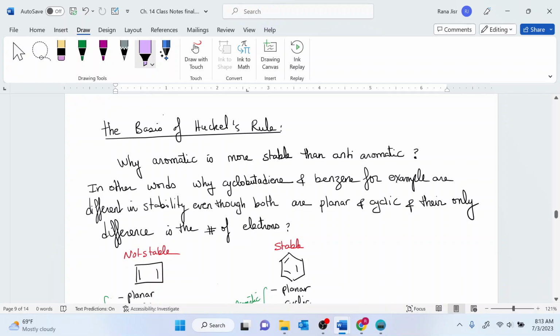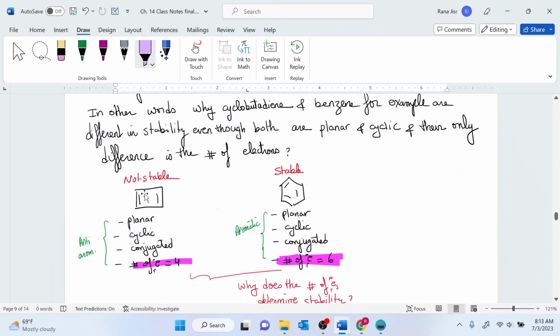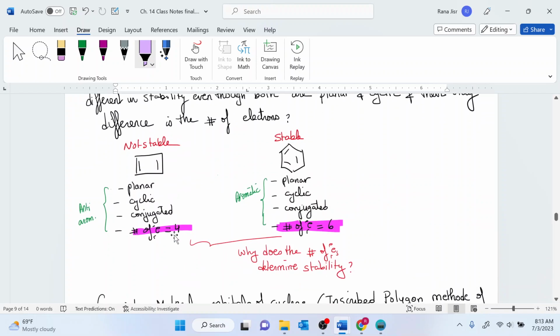Now the question is, what accounts for the stability? Why are aromatic compounds more stable than anti-aromatic compounds? Although if we look at both structures here, both are cyclic and both are planar, it all comes down to the number of electrons to decide if the structure is stable or not.